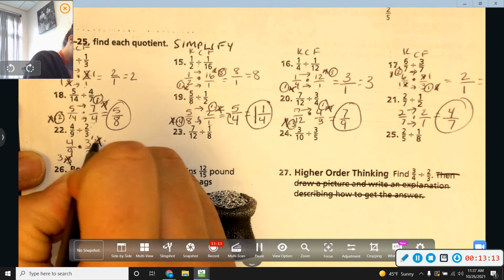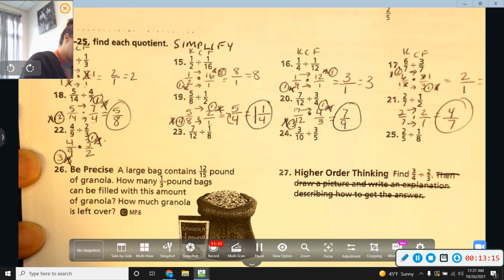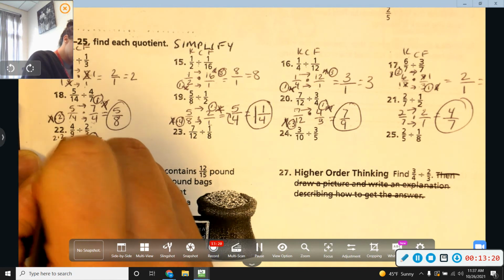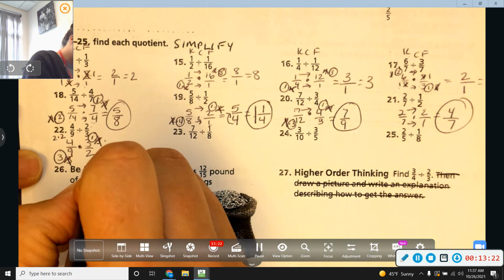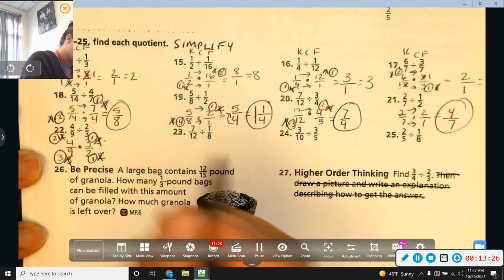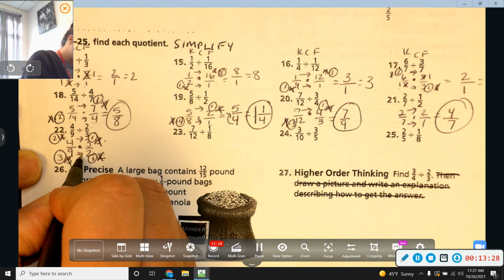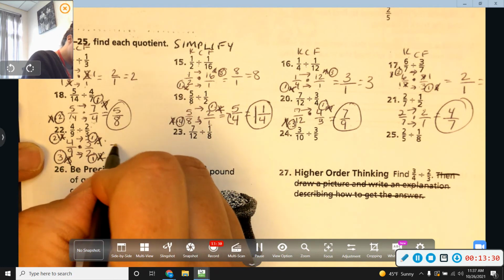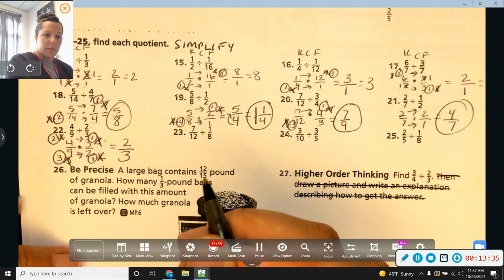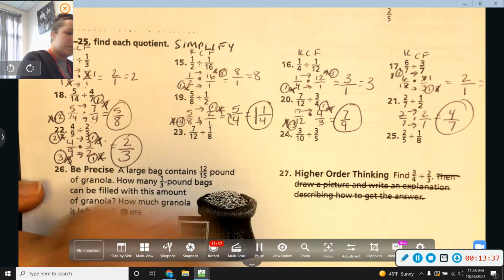I cross off my 3 and keep my other number. I know that 1 times 2 is 2, and 2 times 2 is 4. So I cross off my 2's and keep my other number. Now I multiply. 2 times 1 is 2. 3 times 1 is 3. That's a regular fraction. Done.